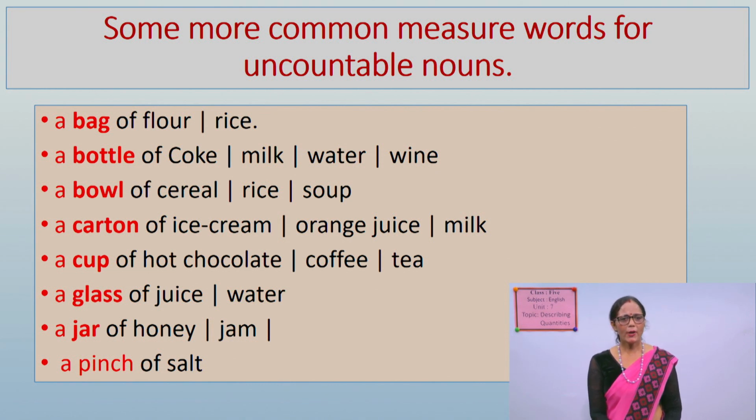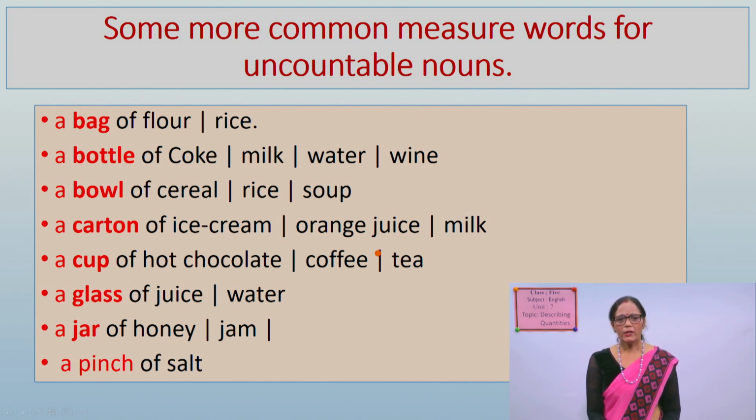We can say a bag of flour or a bag of rice, a bottle of Coke, a bottle of milk, a bottle of water, and a bottle of wine. We cannot say 1 Coke, 2 Coke, 1 milk, 2 milk like this. We can say a bowl of cereal, a bowl of rice, or a bowl of soup. We can't say 1 soup, 2 soup, 5 soup, 10 soup like this.